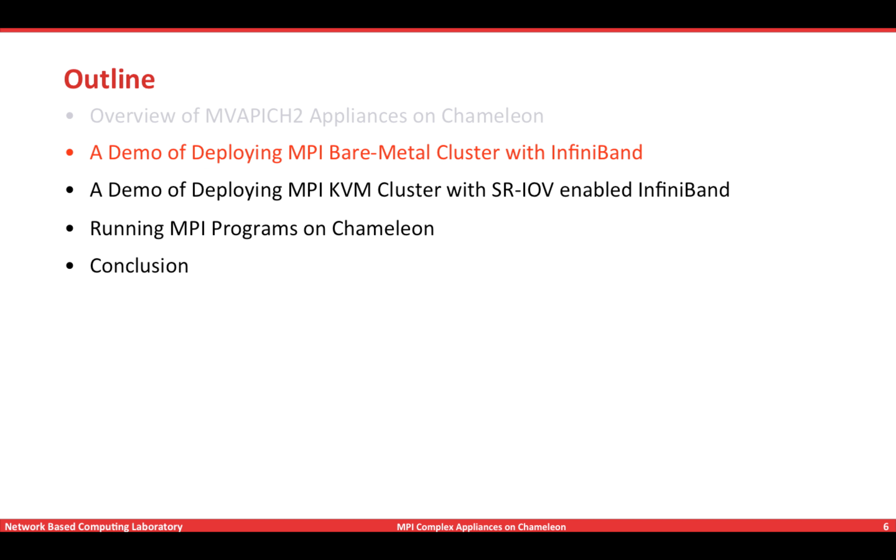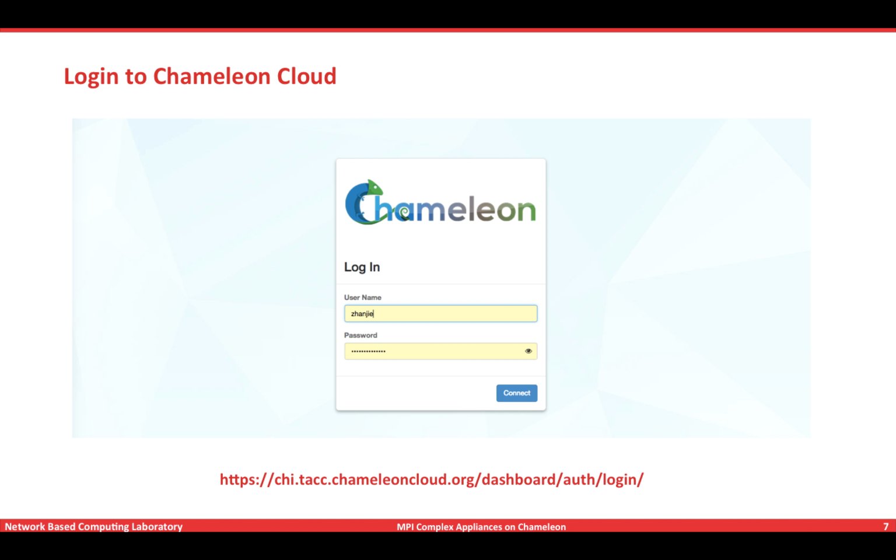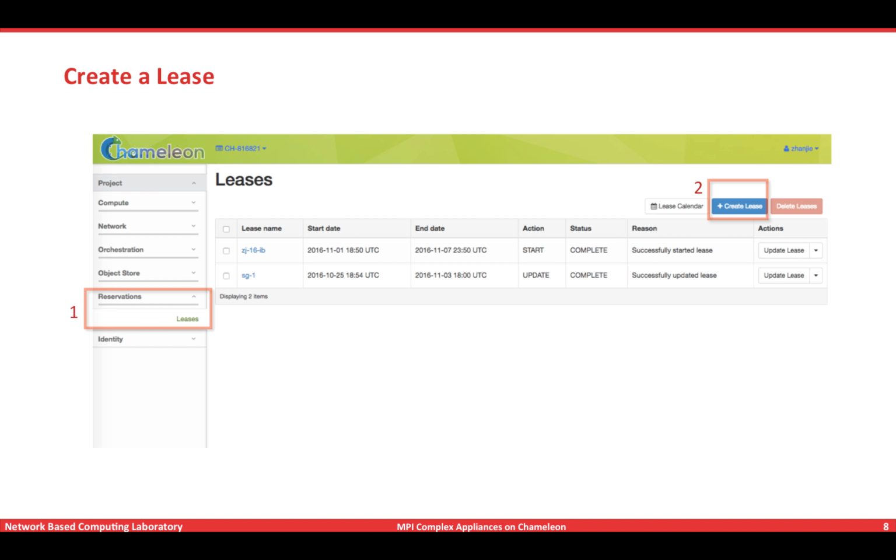Okay, first I will give a demo of deploying an MPI bare metal cluster with Infiniband through our appliance. First of all, you need a Chameleon Cloud account to log into the Chameleon platform. So once you log in, this is the dashboard of Chameleon Cloud. So first of all, you have to create a lease, which means that you need to reserve a set of nodes to do the following experiments.